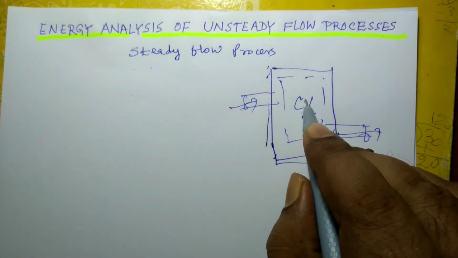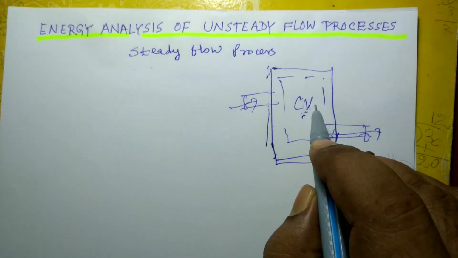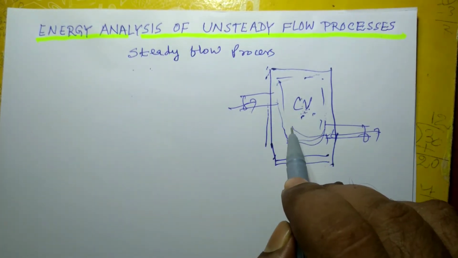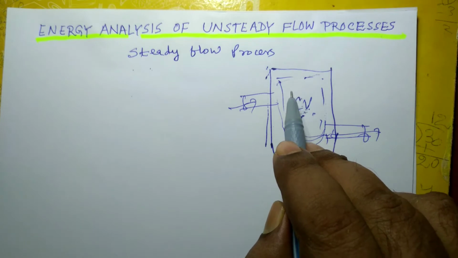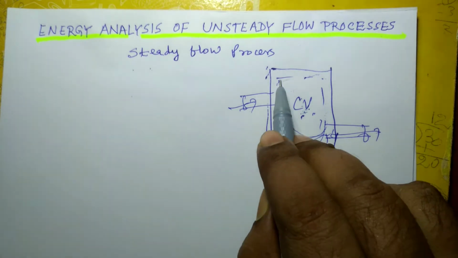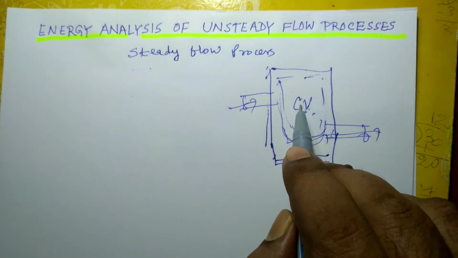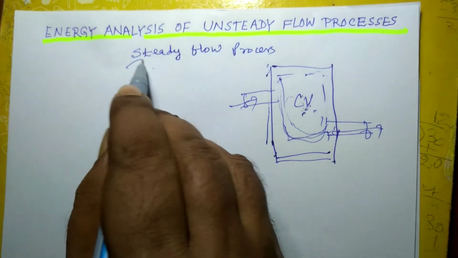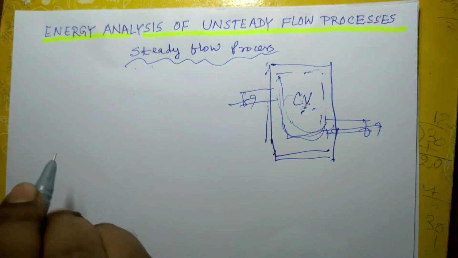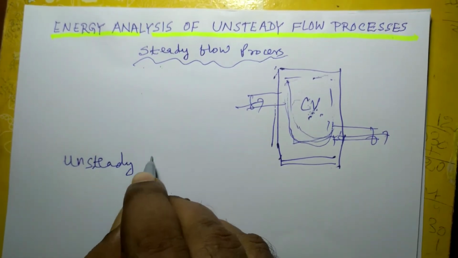So that's why that analysis is a bit easier as compared to that of unsteady flow process, क्योंकि कंट्रोल वॉल्यूम में कुछ भी चेंज नहीं होता है. Mass of the control volume does not change during that process. Even energy of the control volume also does not change during that process. So no change occurs within the control volume in case of steady flow process, thus making the analysis a bit easier. But the case here, unsteady flow process, is different.